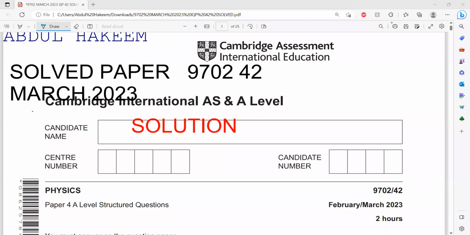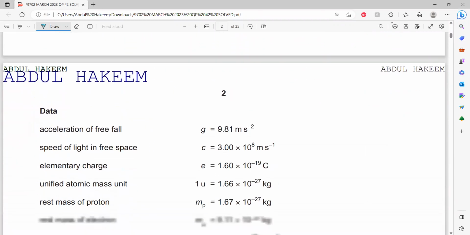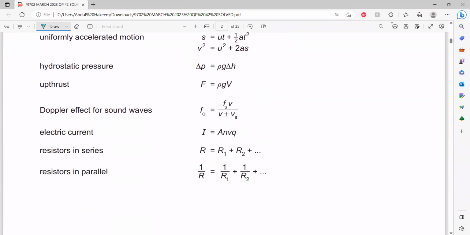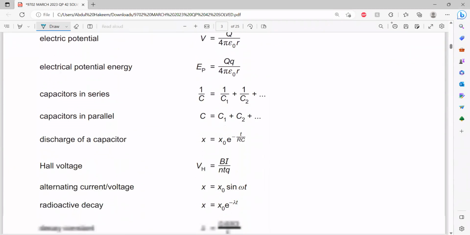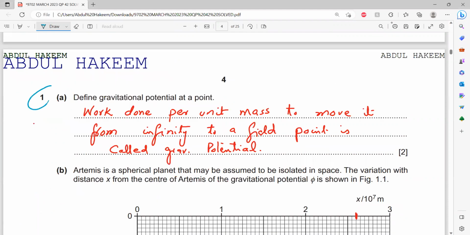Okay, this is another paper, the latest paper, February-March 2023, 9702, paper 42. So look at question number 1. I have solved it already for you just to save your time. So look at this, question number 1, part A: define gravitational potential. We have to remember this definition.